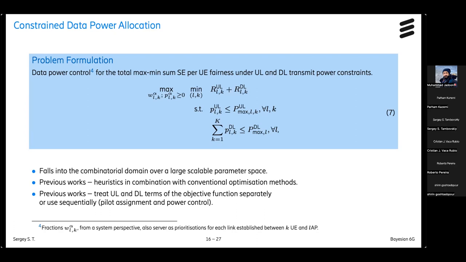So in this case, we say that the problem falls into the combinatorial domain, over a large parameter space. And as for previous works, which were trying to solve this exact problem, they always lean to various heuristics, combined with traditional convex optimization methods with various relaxations. Or, as a second example, they try to treat uplink and downlink terms separately or sequentially. So uplink first, then downlink, then again uplink, then again downlink.